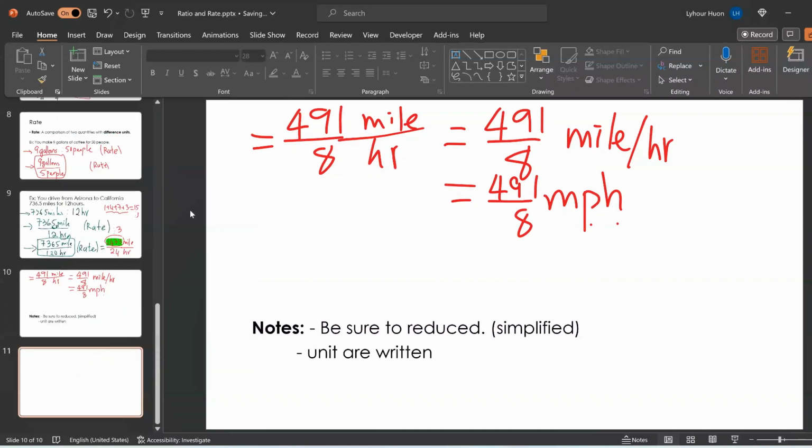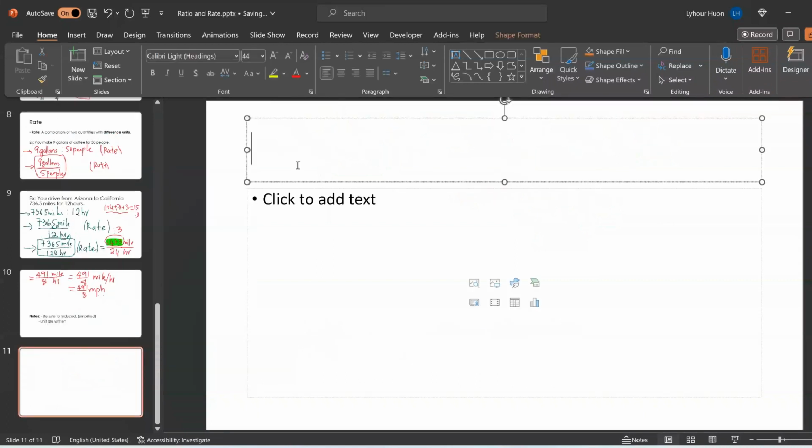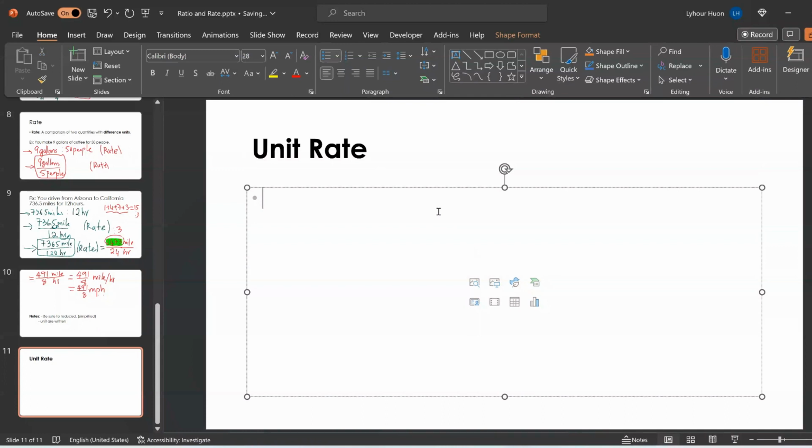Next one is called unit rates. Have you ever heard about unit rate? I feel like I've learned all of this before, but forgot. Have you heard about units of quantity? Everybody knows about units, like in rates and ratios.